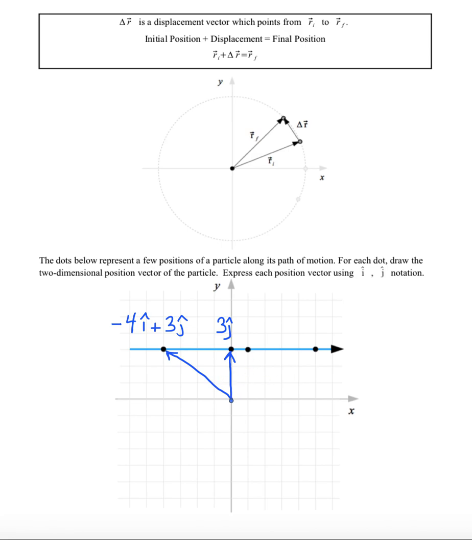Now let's try this guy. This one goes over 1 in the x direction, then up 3. So we're talking about 1i, which could just be i, plus 3j. Finally, there's one more point to sketch a vector for, and that is going to be 1, 2, 3, 4, 5i plus 3j. They all have a y component of 3.